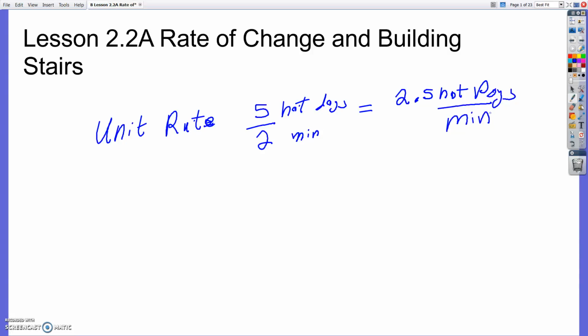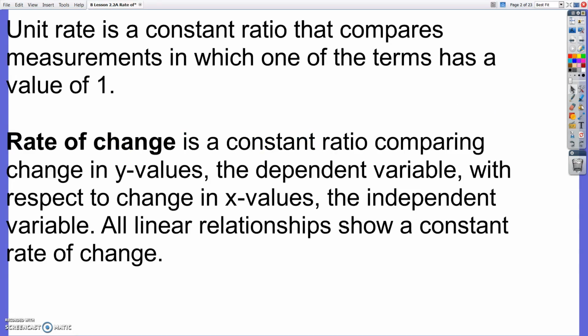Now, rate of change is a little different than unit rate, okay? So let's go ahead and jump right into it. Unit rate is a constant ratio that compares the measurement in which one of the terms has a value of 1. That's what we just talked about. The denominator was a unit 1. It was per minute. So if you think about other examples, we know it's 65 miles per 1 hour. If you're ever talking about speed, you never say, hey, I drive 130 miles per 2 hours. We don't talk like that. We usually talk about per 1 hour.